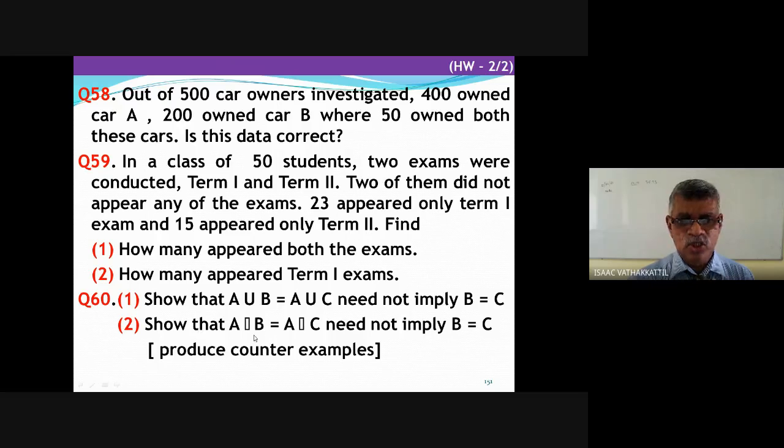And second one, show that A intersection B equal to A intersection C need not imply B equal to C. Again, you have to produce A, B and C, where A intersection B and A intersection C are equal, but B and C are distinct. Produce examples.